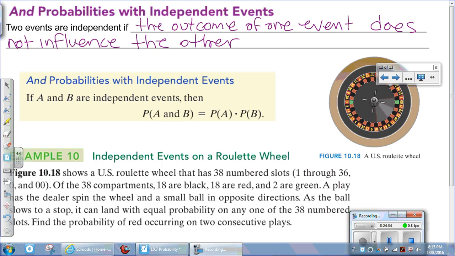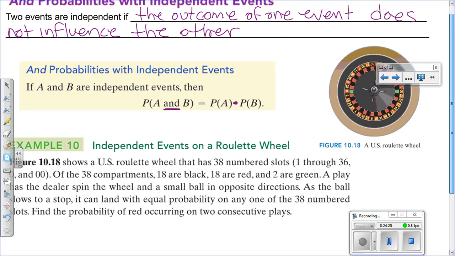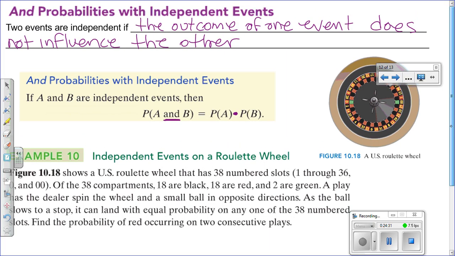So please copy the definition. Two events are independent if the outcome of one event does not influence the other. So right here, what we are going to do is we have the word "and", and so that will imply multiplication. And remember, this is for independent events.